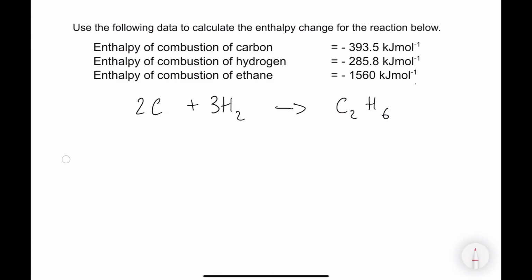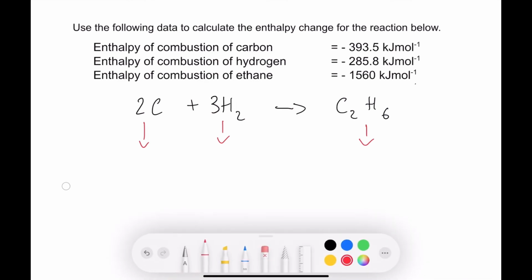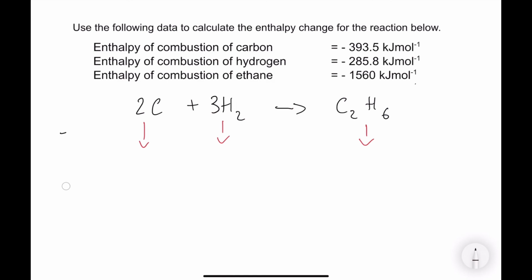Okay, so this is the next question. You're finding the enthalpy of formation of ethane using the enthalpies of combustion of the products and reactants. Please pause the video and try to figure it out yourself. Okay, now I'll talk about how to answer it. Since these are enthalpies of combustion, you'll remember a house burns downwards, therefore combusts downwards, so the arrows are downwards. Then for carbon, you can see here is negative 393.5 times 2. For hydrogen, negative 285.8 times 3. This one is simply negative 1560. So let me quickly calculate what that is.